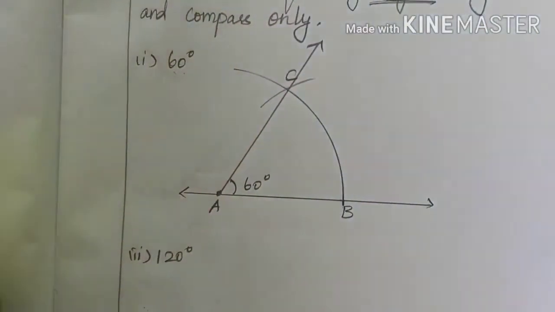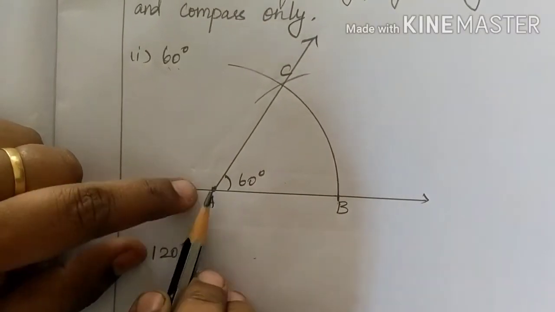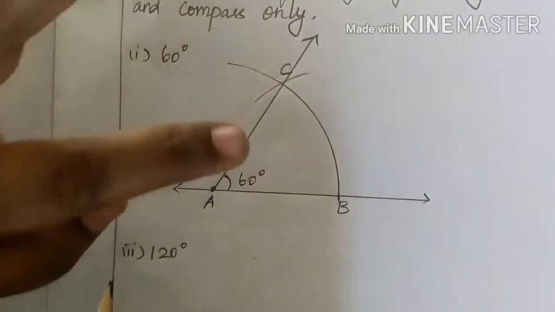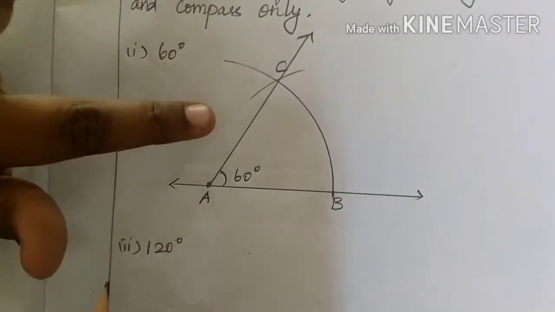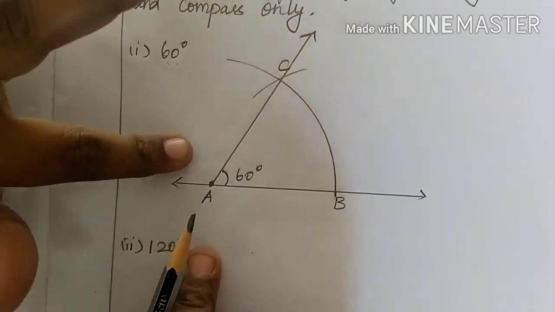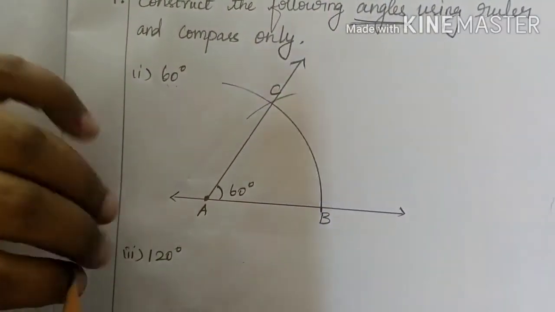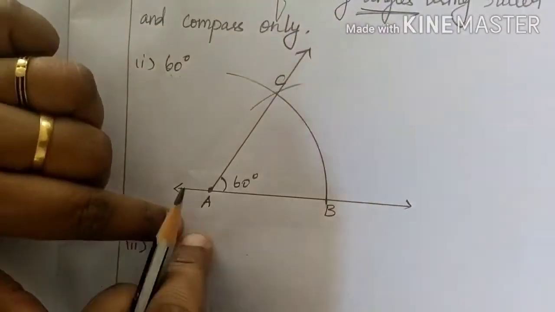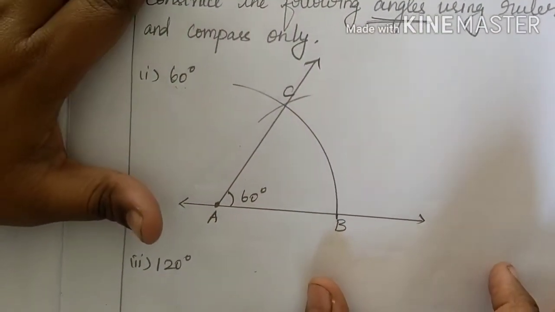If you have a doubt, take the protractor, keep the middle of the protractor at A and measure; you will see this is exactly 60 degrees. Okay, have you clear children? Very simple sum: how to draw a 60 degree angle without using the protractor. We have drawn a 60 degree angle without a protractor. Very simple sum.